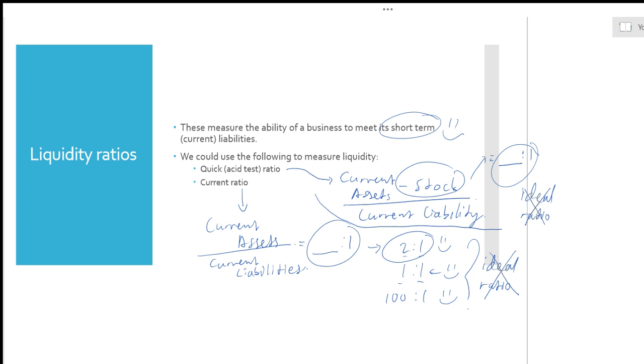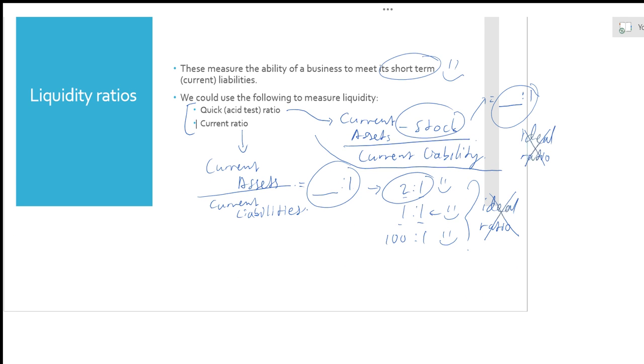So different industries may operate with a 1-to-1 quick ratio, some may operate with 1.2-to-1. It really depends, right? It depends on what business they are in. It depends on what goods and services they are providing, right? So reading this is not as simple as looking at it and saying, oh, it's greater than 1-to-1, it must be good. No, it doesn't work that way, right?